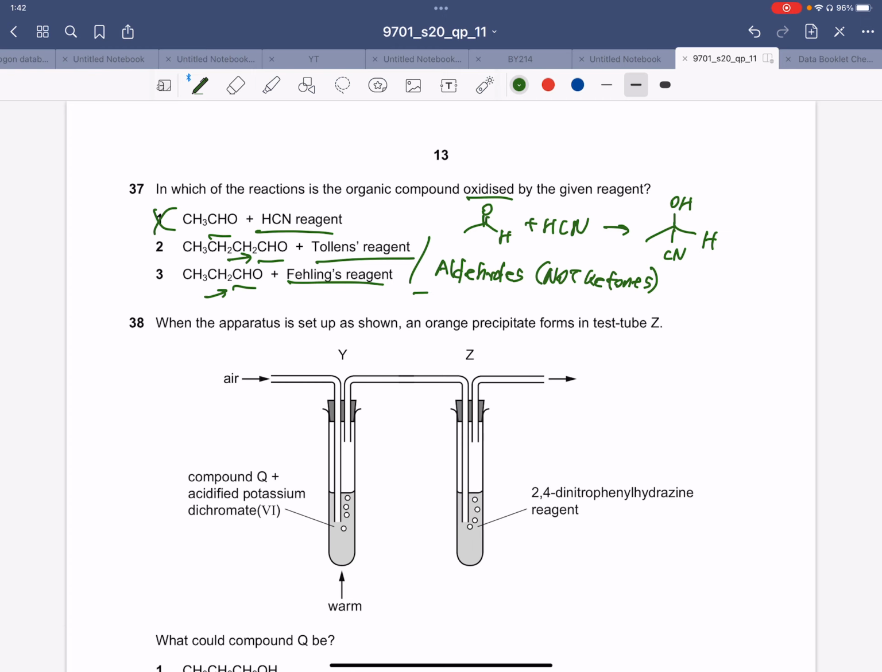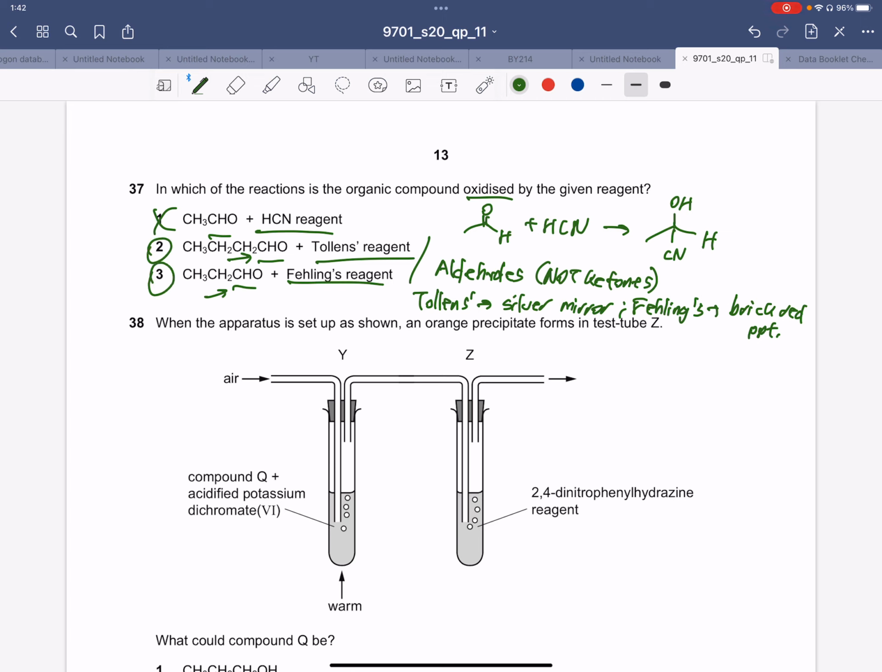Tollens reagent will give you a silver mirror. And Fehling's will give you a brick red precipitate. So both of these will give you a positive test, and both of them are oxidizing agents. They're weak oxidizing agents, however, but they still oxidize the aldehyde into a carboxylic acid and will give you a positive test. So option 2 will give you a silver mirror, and option 3 will give you a brick red precipitate.